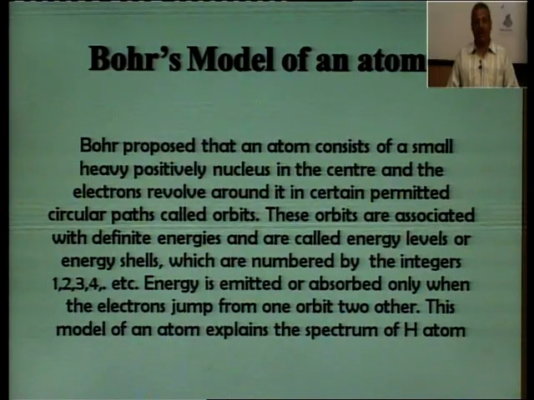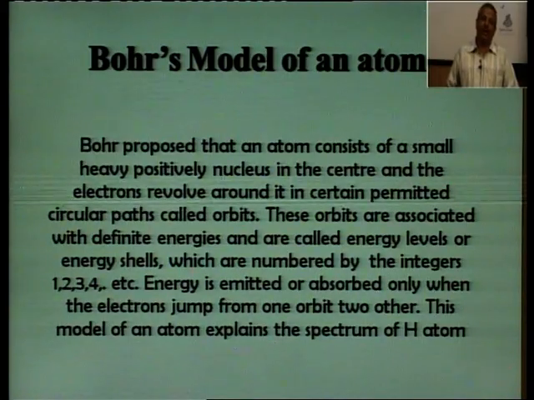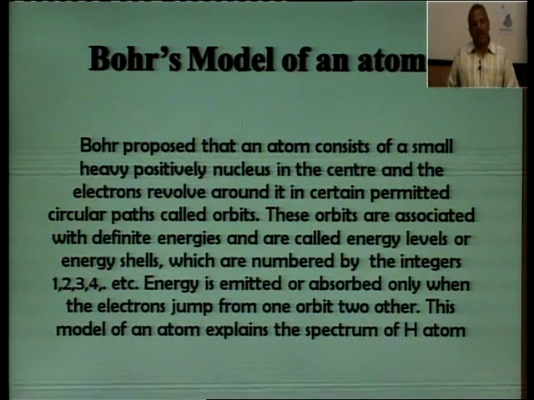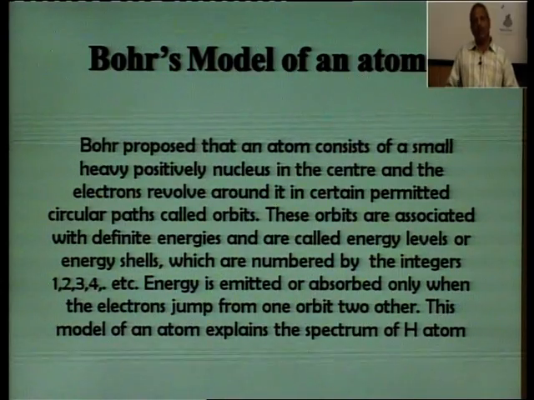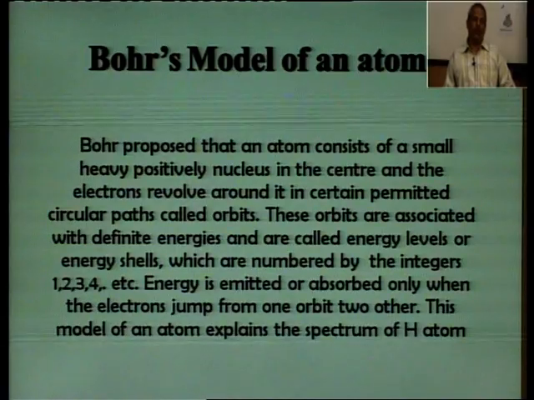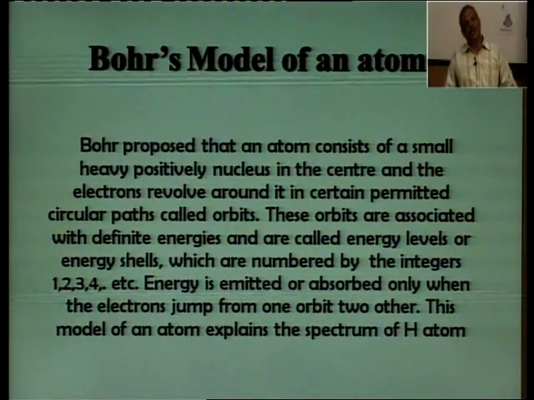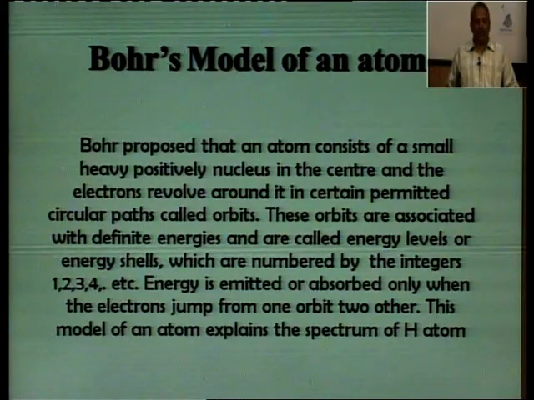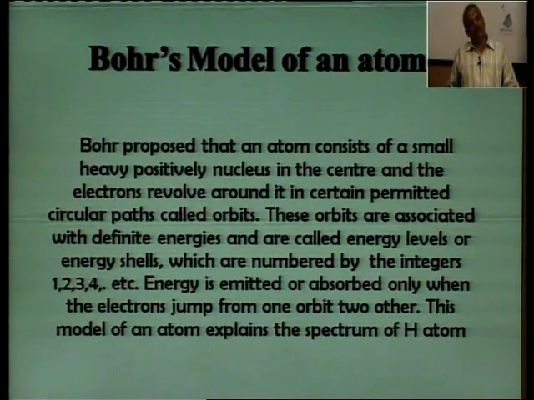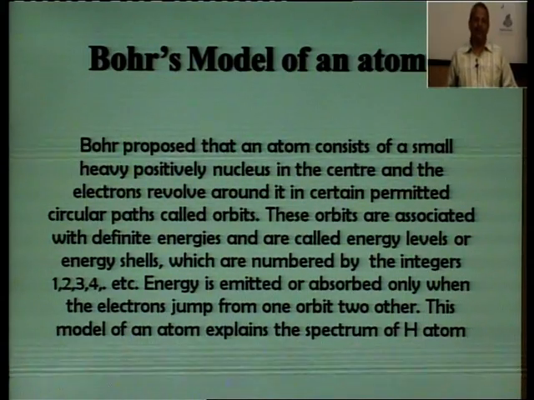These orbits are associated with definite energies. So each permitted path is associated with different energy levels, and they are also called energy levels or energy shells, which are numbered by the integers 1, 2, 3, 4. So if the value is 1, then the electron is revolving around the nucleus in the first fixed circular path, and if the value is 2, then the electron is revolving in the second circular path.